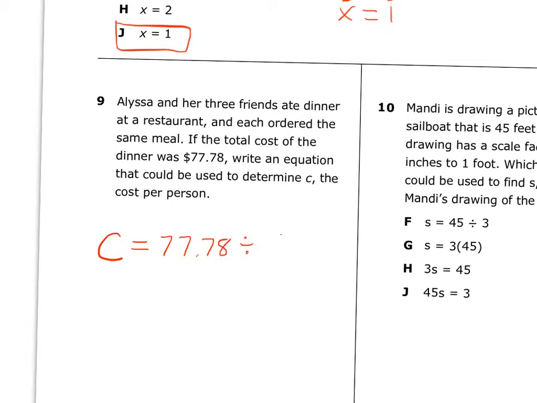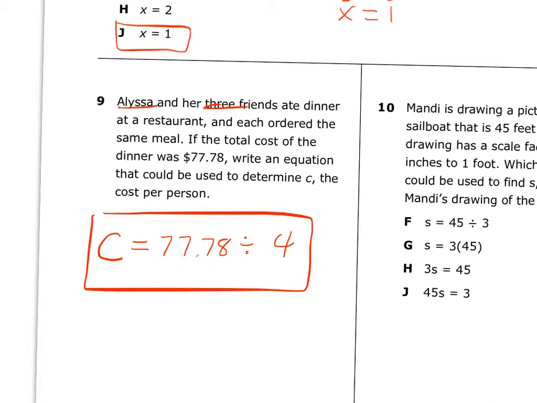4. They want you to say 3, but you can't forget about Alyssa. Now this right here is your answer. You do not have to do the division. All it wants is the equation. So stop there. You'll be amazed at how half of you will try to solve it when you don't need to.